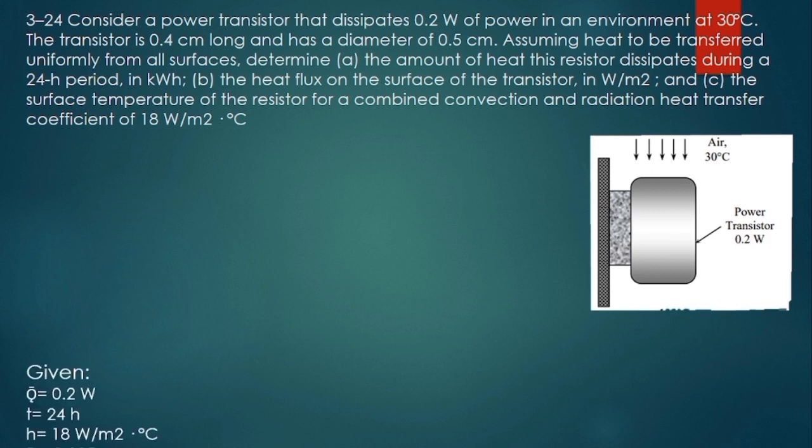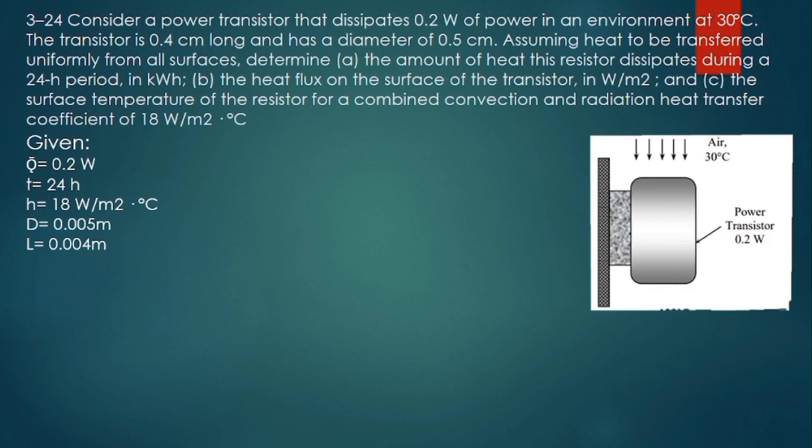We're going to find the given. So our given, we have power transistor, which is 0.2 watt, and the time is 24 hours, and our combined convection and radiation heat transfer coefficient, 18 watt per square meter times Celsius, and our diameter is 0.005 meters, since 0.5 centimeter, we're going to convert it into meters. So length is 0.004 meters. We're going to convert the unit.